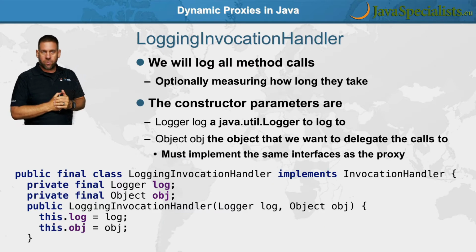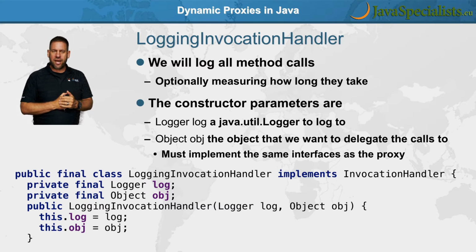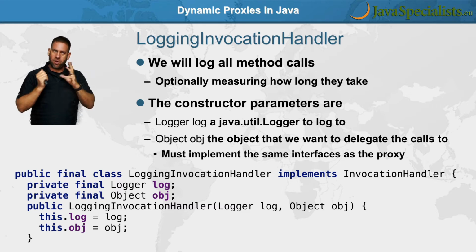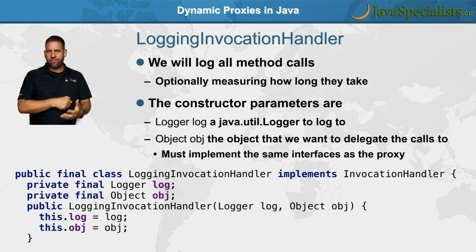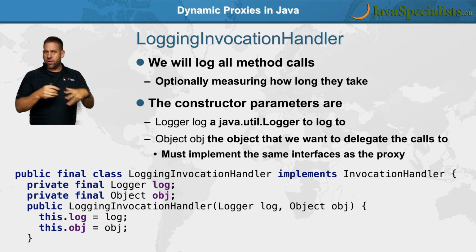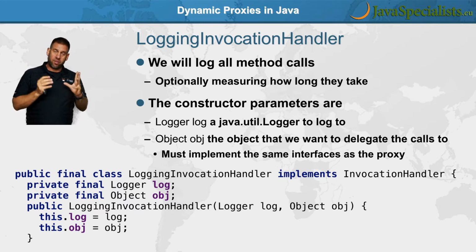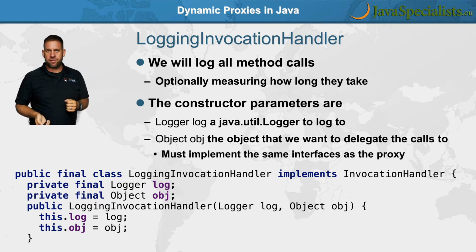All right. So as I wanted to tell you, the LoggingInvocationHandler is the invocation handler that's going to be called when any method is called on the proxy object. And we're going to optionally measure also the time that each method call takes. So the logger, you know what the logger is, it's a Java logger, and then the object is the object on which we must invoke the methods.